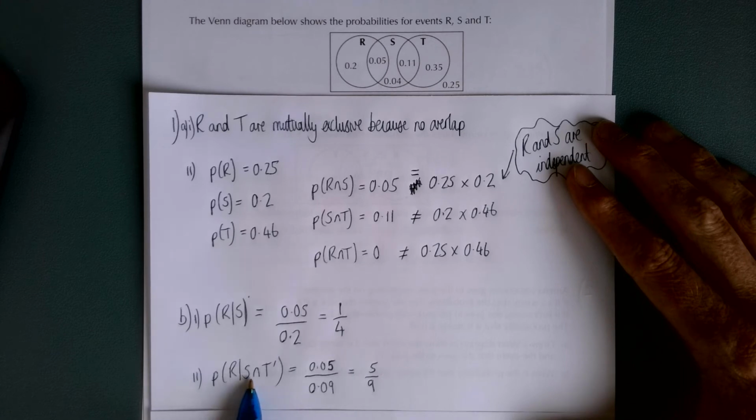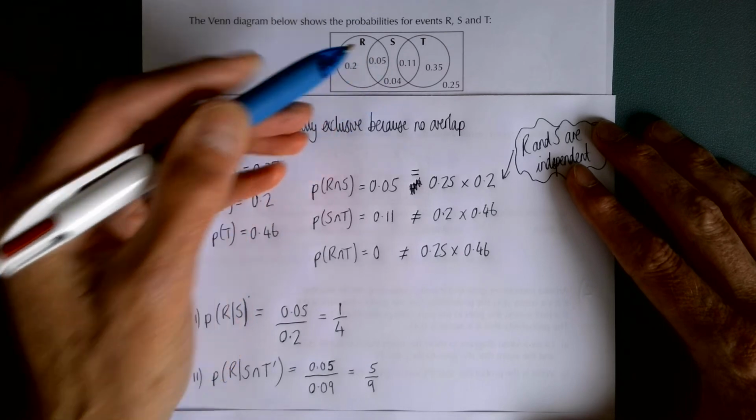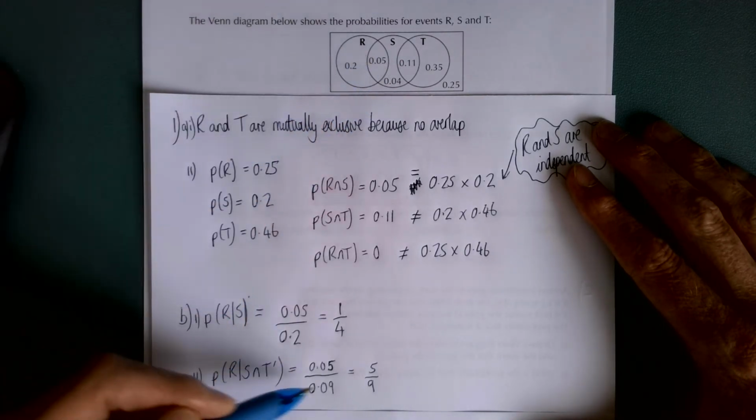So that is S happening and T not happening. So that's 0.09. That's my denominator. Of those two probabilities, what part of it is down to R? 0.05. So that's 5/9.